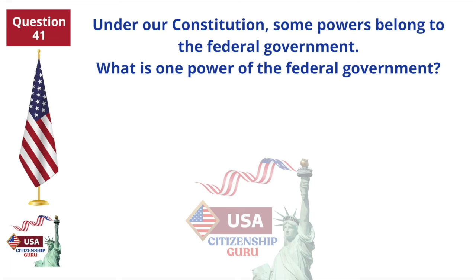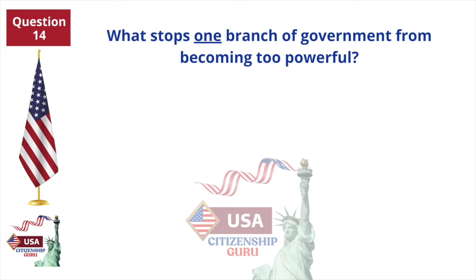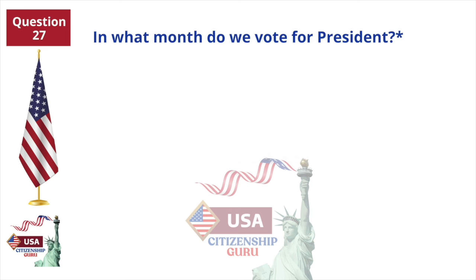Under our Constitution, some powers belong to the federal government. What is one power of the federal government? To print money. What stops one branch of government from becoming too powerful? Checks and balances. In what month do we vote for president? November.